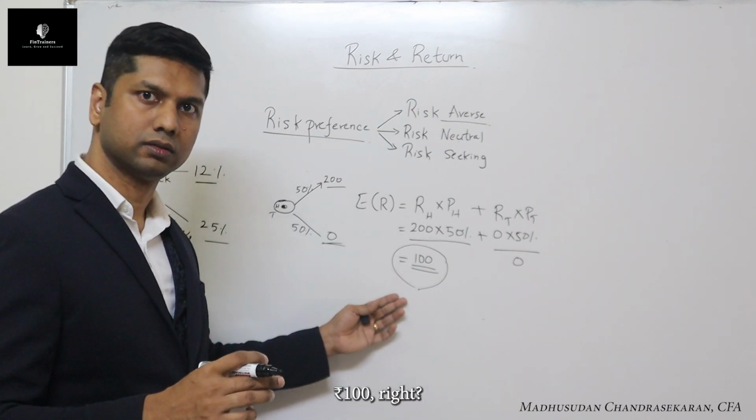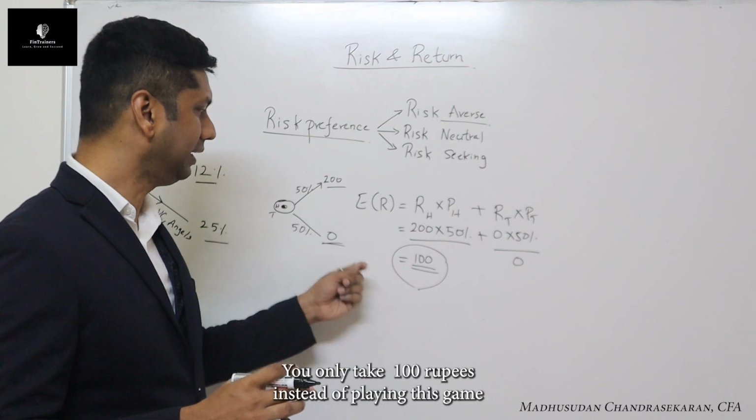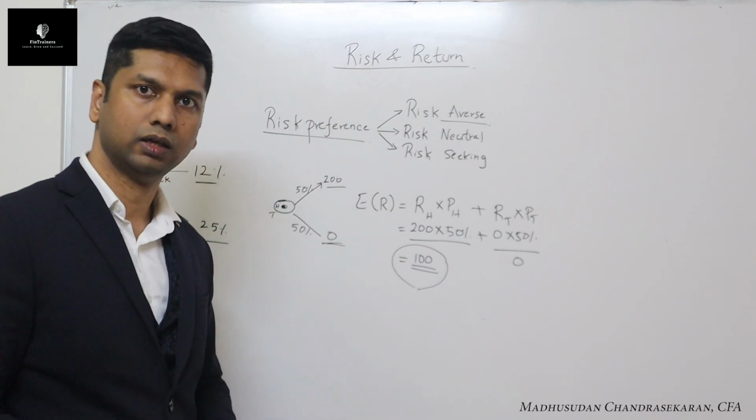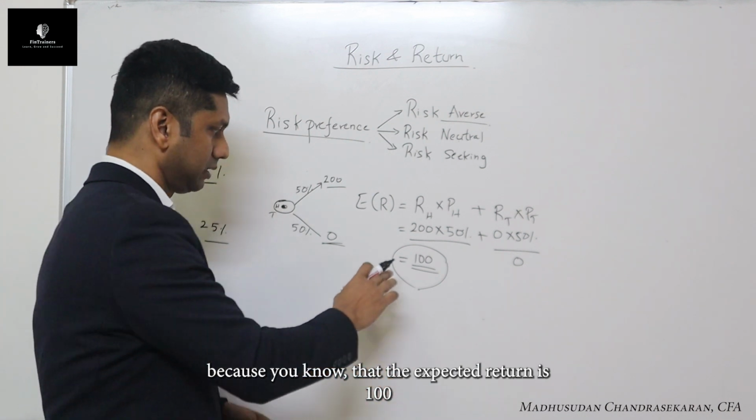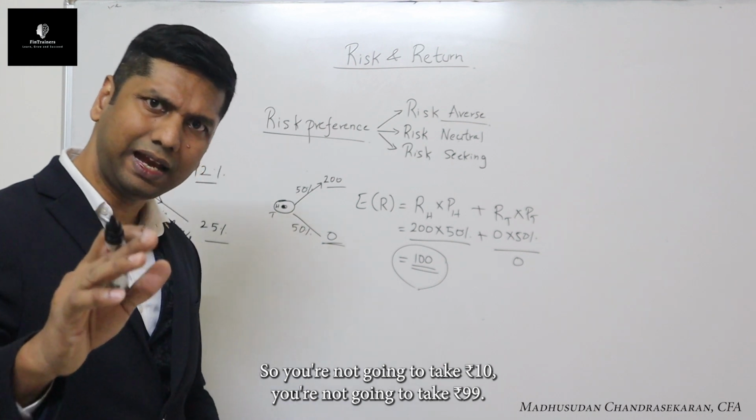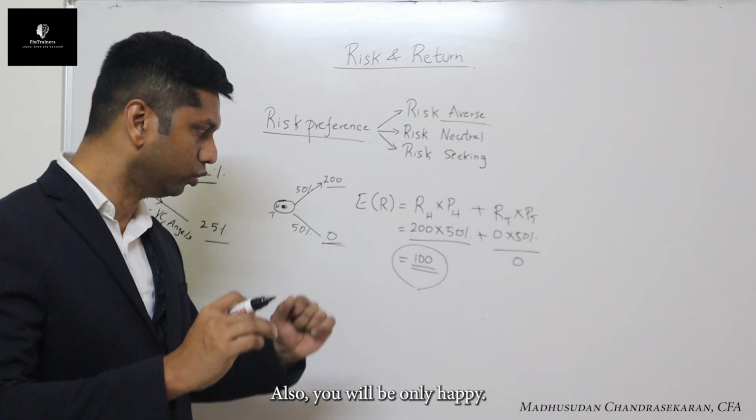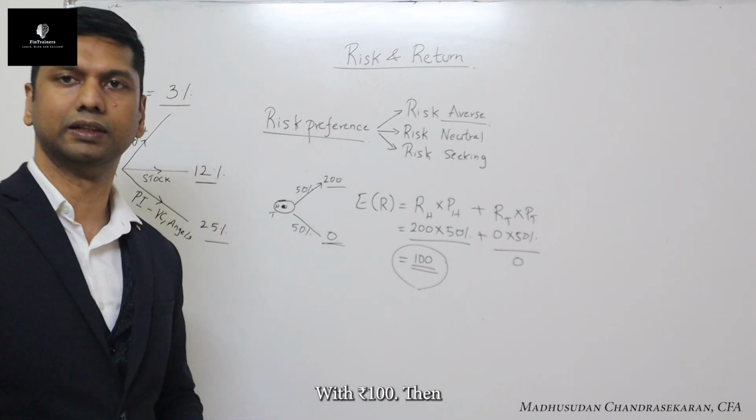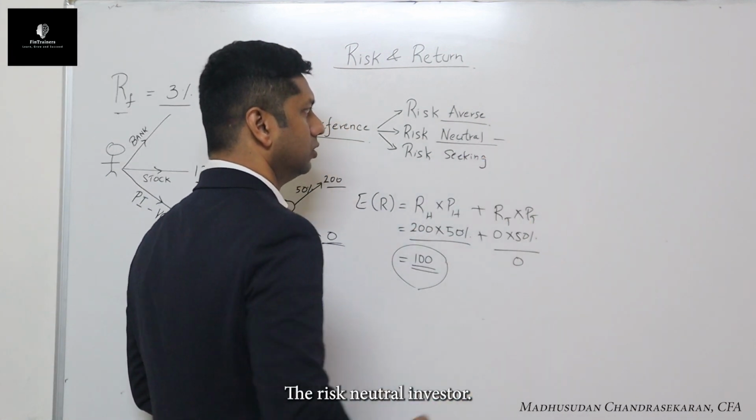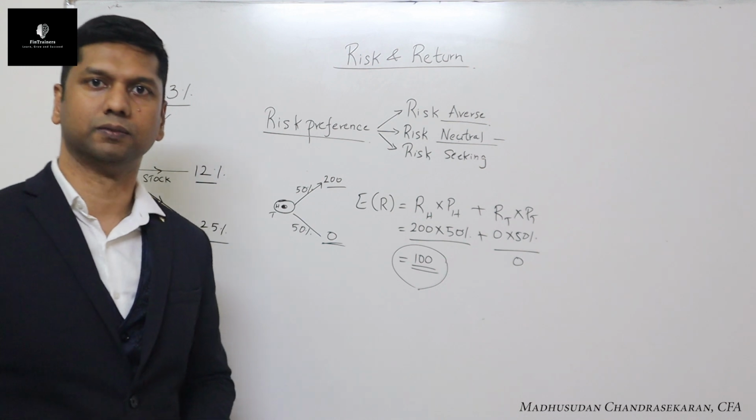But on the other hand, you will only take 100 rupees instead of playing this game, because you know that the expected return is 100. So you're not going to take 10 rupees. You're not going to take 99 rupees also. You will be only happy with 100 rupees. Then you are the risk neutral investor.